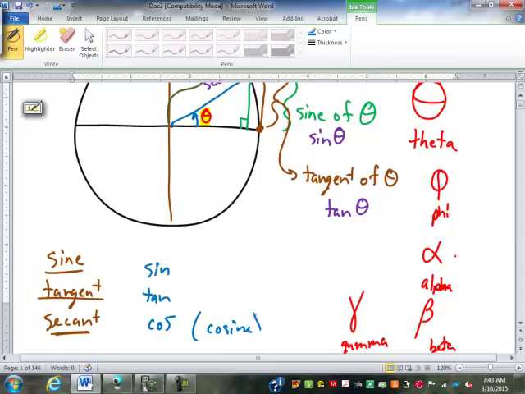Most textbooks teach sine, tangent, and cosine as the three main trig functions. In fact, if you look at your calculator, the three buttons that are on your calculator are sine, cosine, and tangent. Where did the cosine come from in all of this?